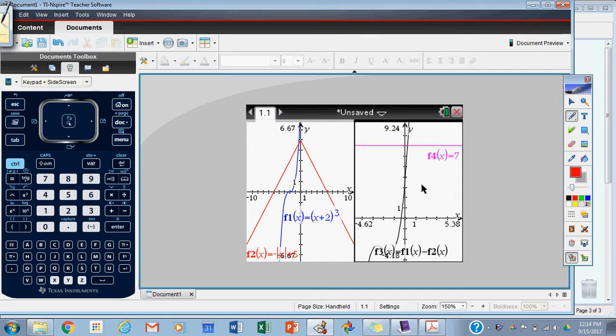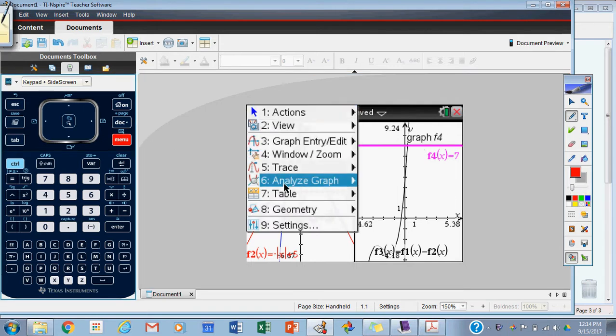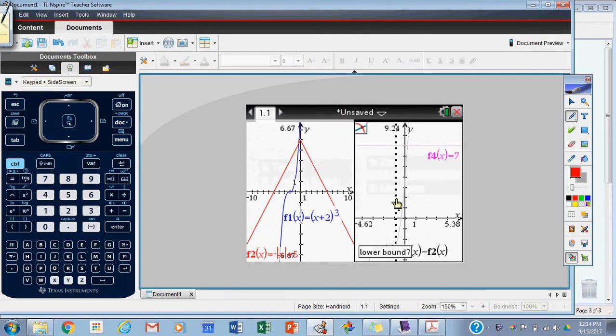Well, what does that mean? That means that, let's calculate the intersection point real quick. Analyze graph, go to intersection, and we are looking for, between here, and boom, they give us that intersection point.